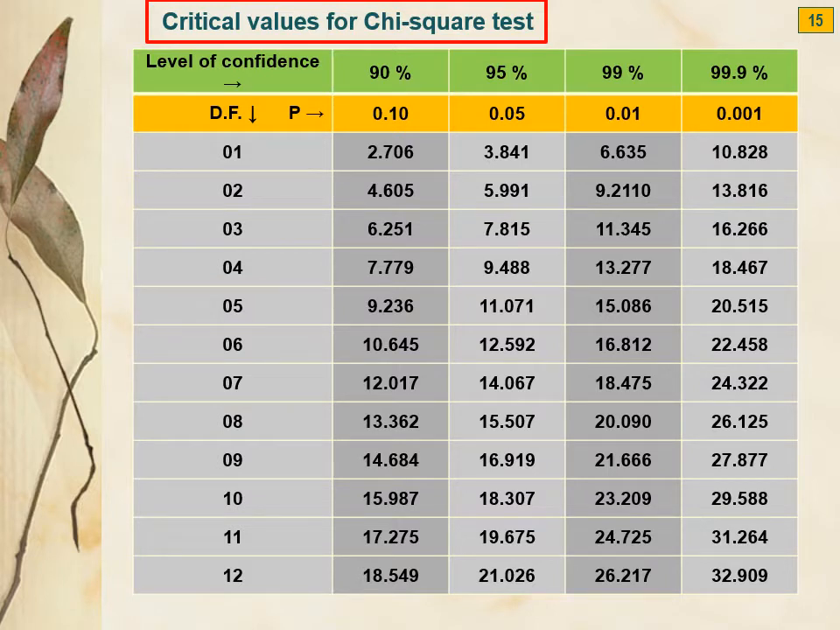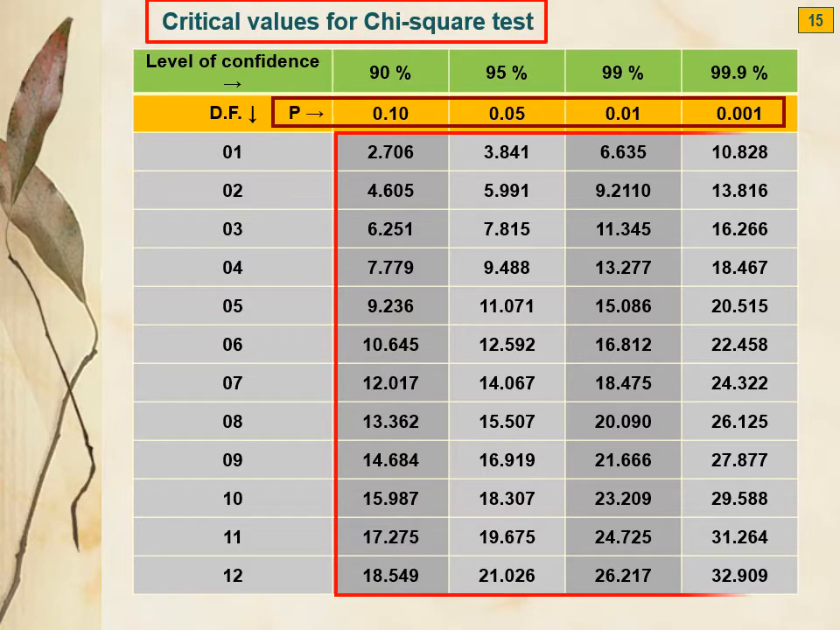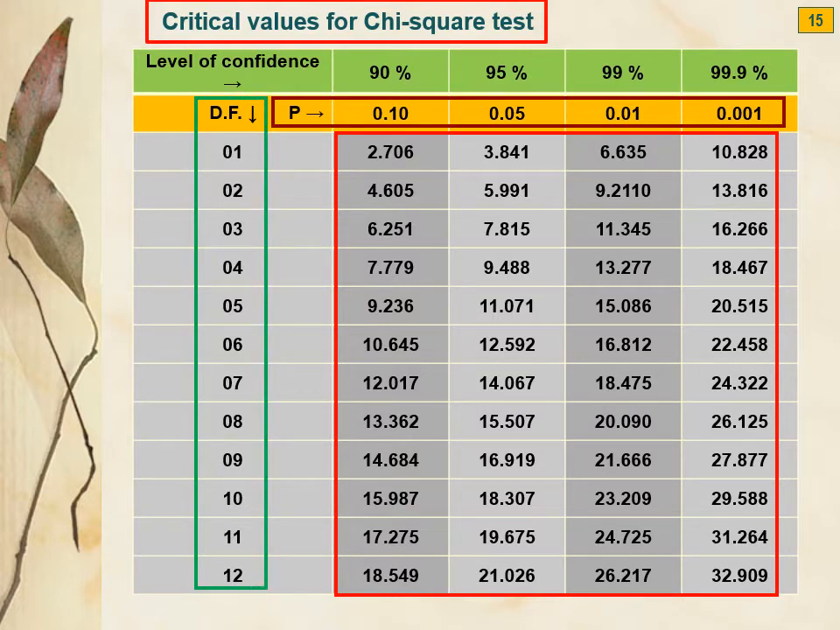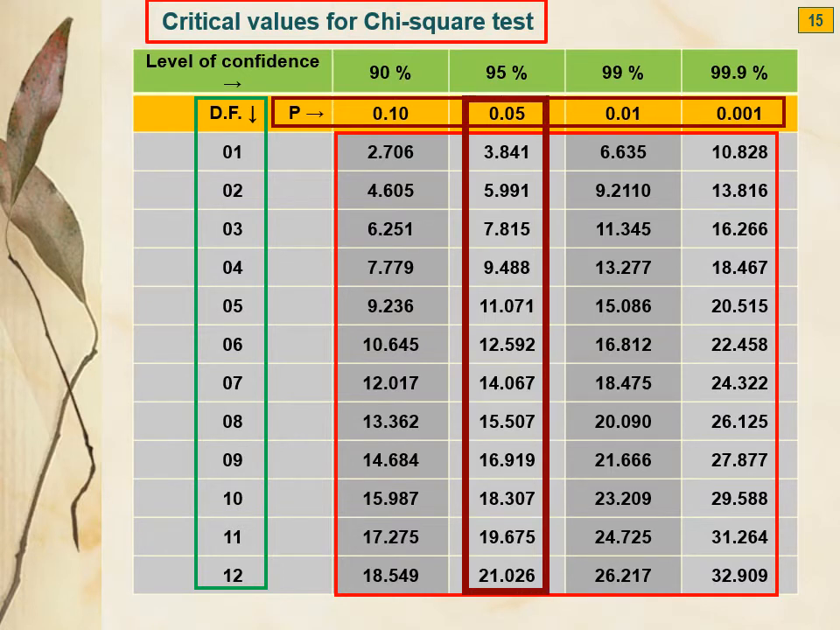Slide number 15. You are familiar with this table. This is the critical values for chi-square test. The p-values are shown in the second row, and these values are the standard test statistic values, and the degree of freedom column is the first column here, and p equal to 0.05, this is the main column which will decide whether you are going to accept the hypothesis or reject the hypothesis.